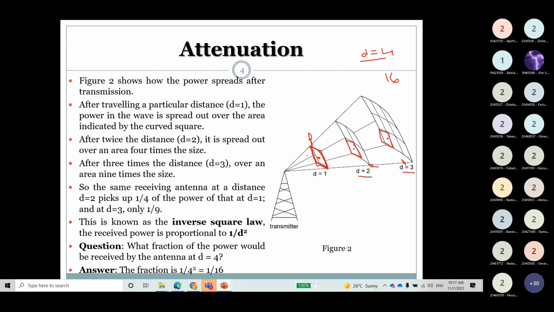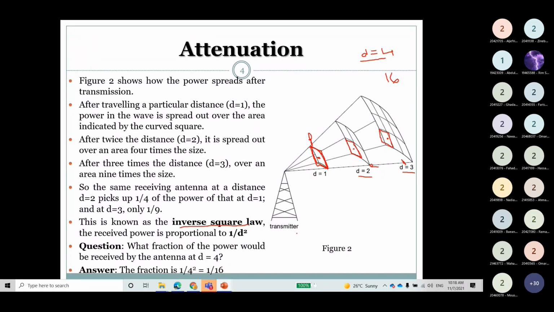So the same receiving antenna at a distance d equal to 2 picks up 1 divided by 4 of the power that at distance equal to 1. And at distance equal to 3, it is equal to 1 divided by 9. So this is known as the inverse square law. It is called the inverse square law.